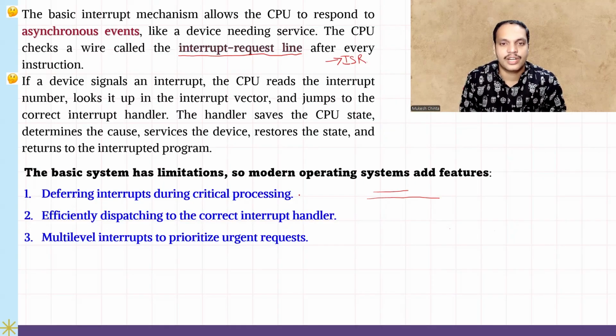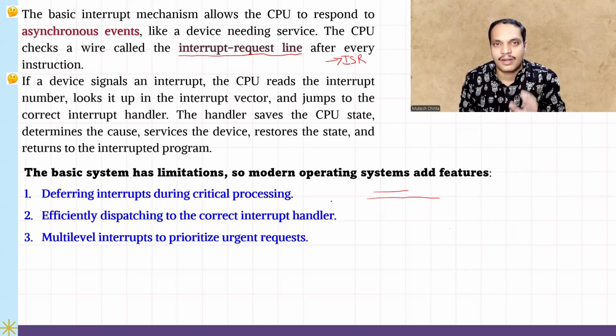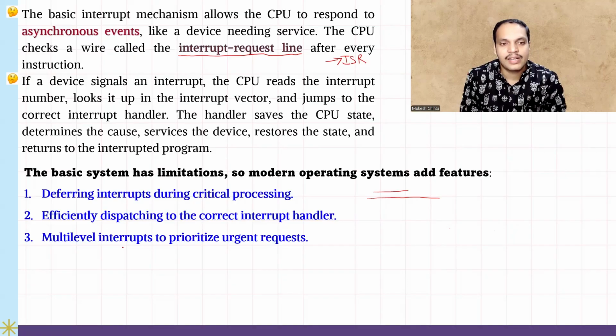So during critical processing, how do we stop unnecessary interrupts or low priority interrupts? Second one is efficiently dispatching to the correct interrupt handler. As soon as an interrupt happens, we need to go and check for it and load the appropriate interrupt service routine at a faster pace. The faster we can do it, the better. The last thing is multi-level interrupts to prioritize urgent requests, assigning priorities to the interrupts.